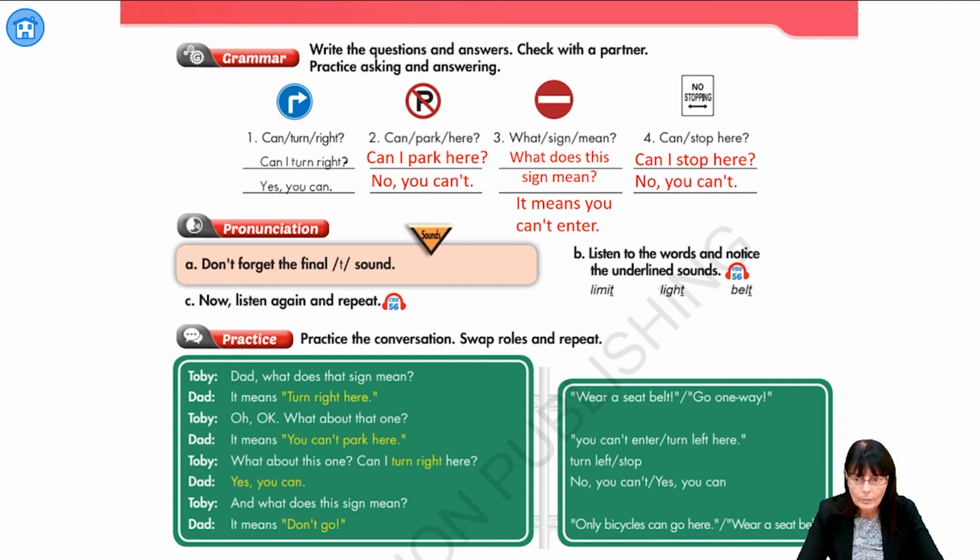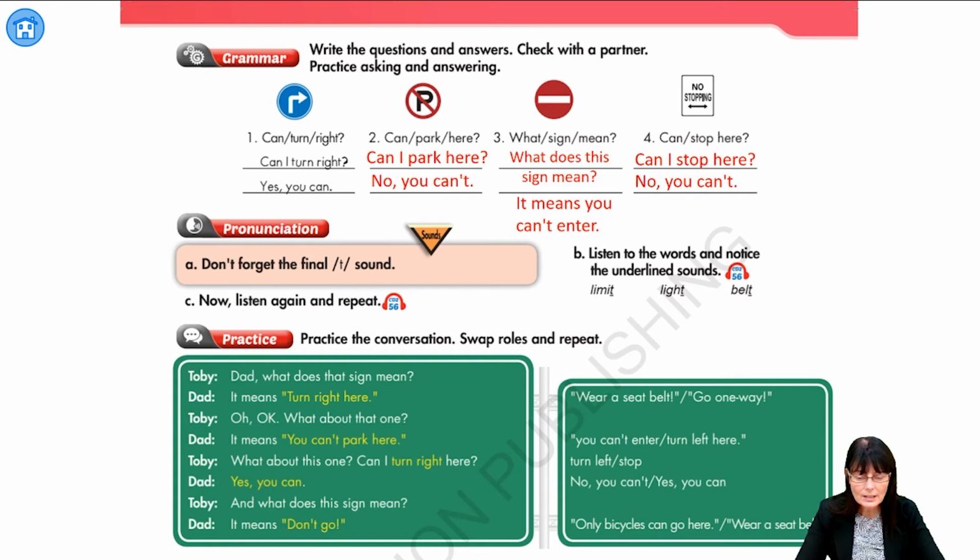So this is an important part of the pronunciation. Don't forget the final t sound in some of these words. So with these words, just listen to me the first time. So we have limit, light, and belt. Okay. Now you can listen again. So just listen again carefully and repeat after me. So limit, light, belt. Oh, great job. Now we're going to move into the practice section.